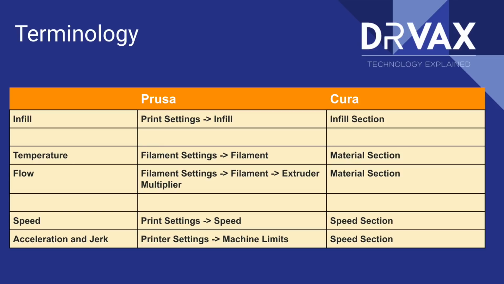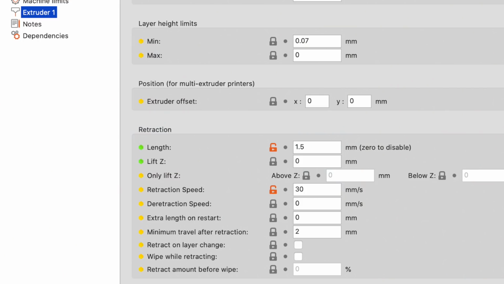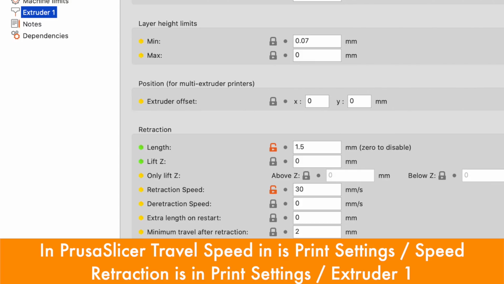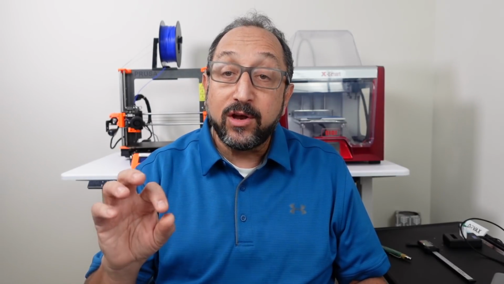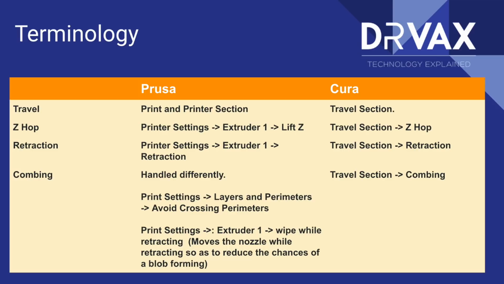Speed is a separate section in Cura. It's under print settings in Prusa. Likewise, acceleration and jerk are under speed in Cura and print settings in Prusa. Now, the parameters called travel in Cura are in the print and printer sections of Prusa. So Z-hop and retraction are in the printer sections under the extruder definition. On most printers, you'll see extruder 1 if you have a single extruder, whereas retraction is listed under travel in Cura, so very different places.